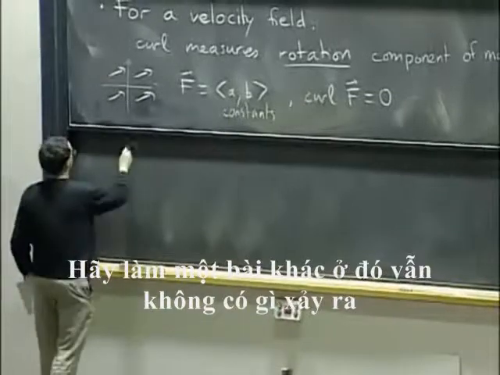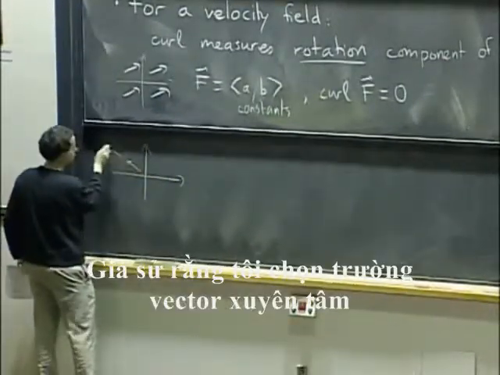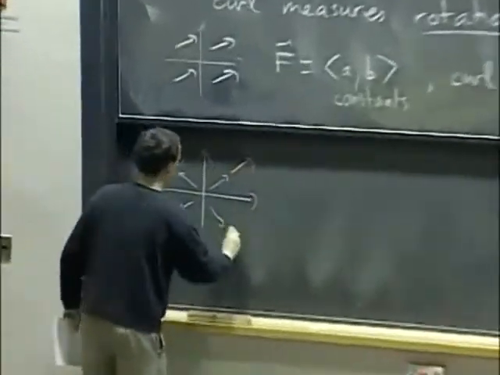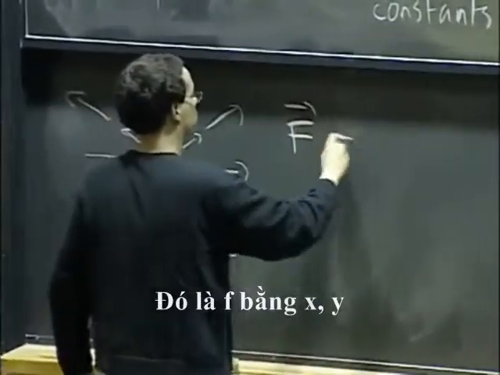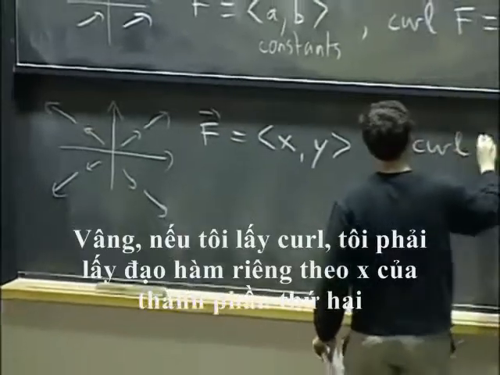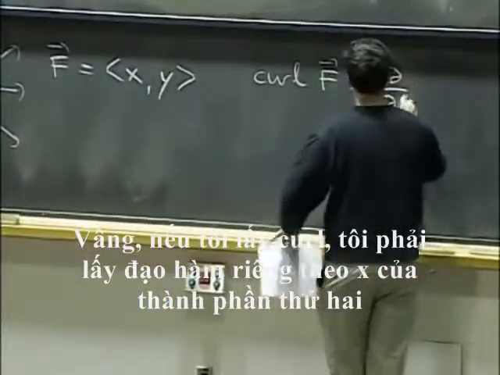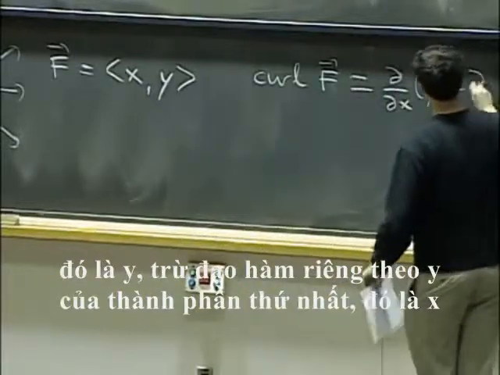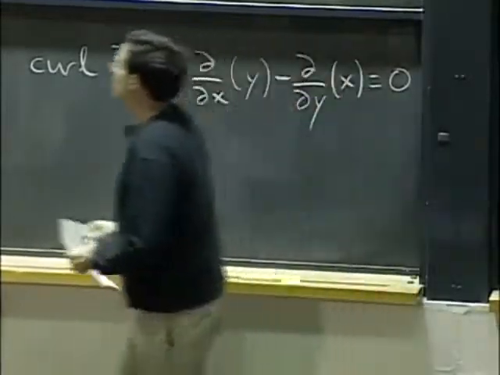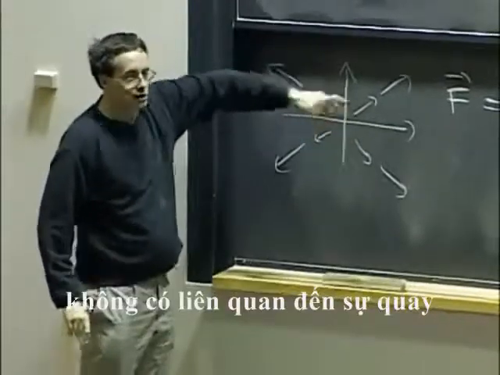On the other hand, let's do another one where there's still nothing going on. Let's say I take the radial vector field, where everything just flows away from the origin. So that's f equals x comma y. Well, if I take the curl, I have to take partial x of the second component, which is y, minus partial y of the first component, which is x, and I will get 0.